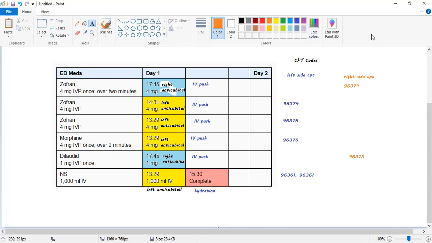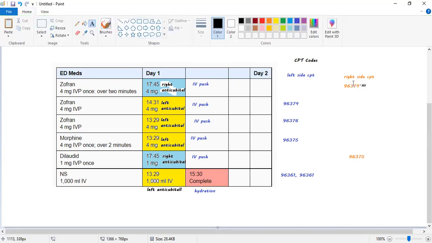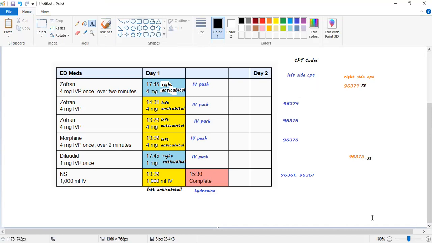Now, in order to avoid bundling, because on the same DOS there are more than one same type of CPT, like 96374, 96374, we need to add a modifier. Any of the CPTs you can code with the XS modifier, different structure, because this is the left and this is the right. So we will add the XS modifier here. These are the final CPTs you have to code in that case, right?